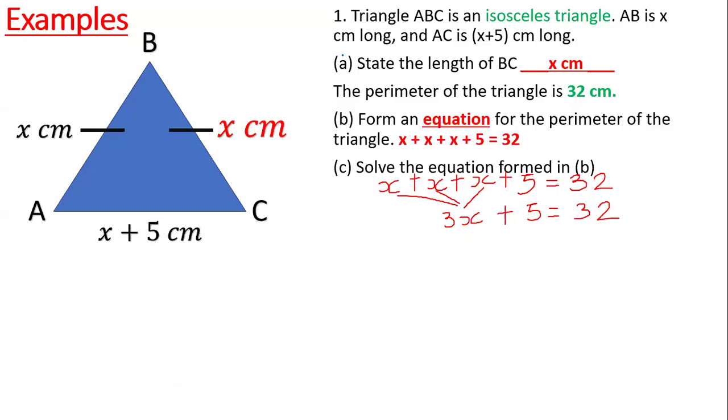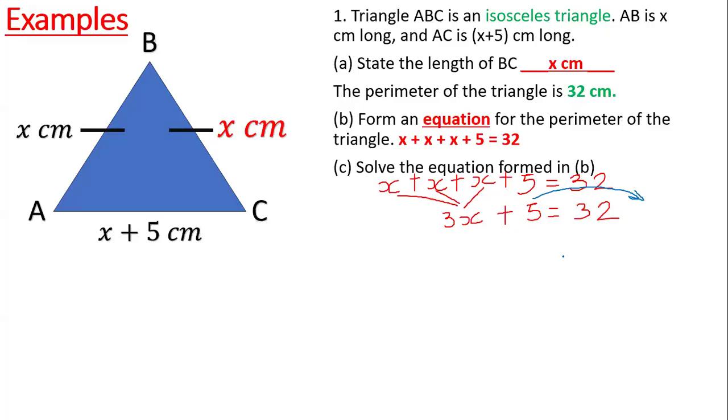So what is the next thing we're gonna do, class? We're gonna subtract 5 from the 32. Very good. So we're gonna send 5 over the equal sign. It was a positive 5, class. When we send it over, it becomes a what? Negative.